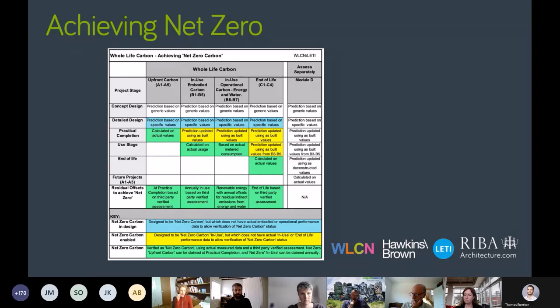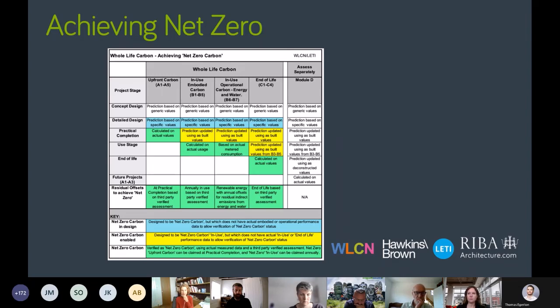So this chart is included in the definitions document and was intended to provide a pathway for designers to understand what they needed to do, and clients and teams to understand what they needed to do to achieve a net zero carbon building. So the important thing to note really is that net zero performance across the whole life cycle of a building is an ongoing activity, and it will be passed from different members of the team throughout the life of that building. So it would be passed from design team to contractor to client to manager, landlord, tenant, and it's not a one-off event.